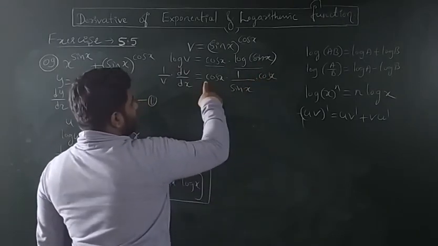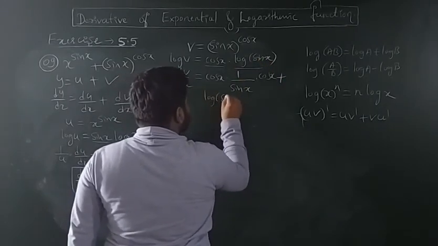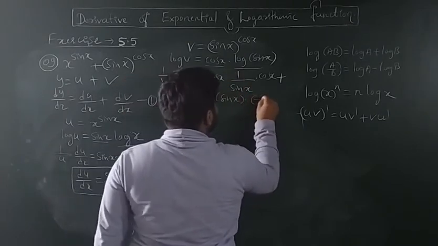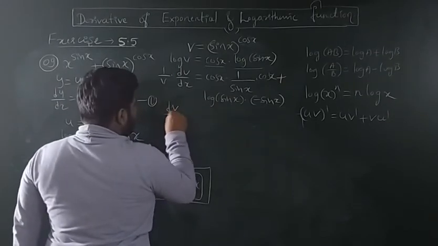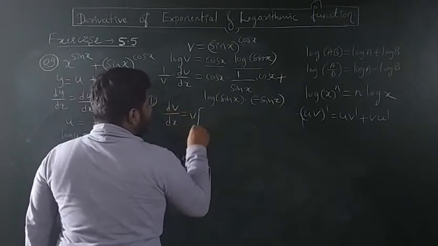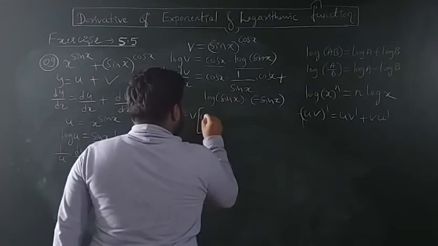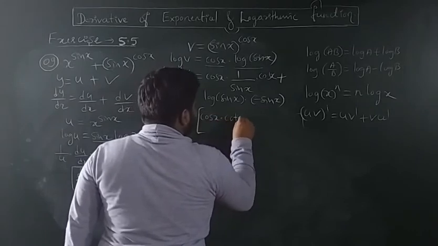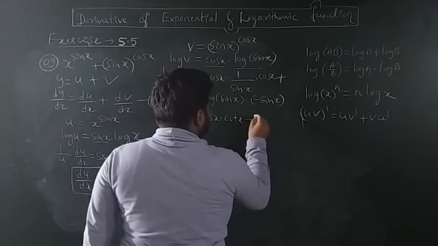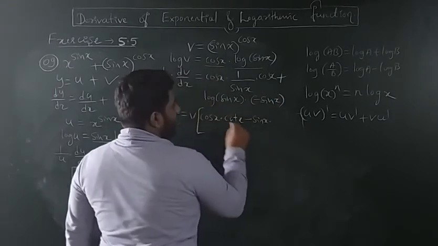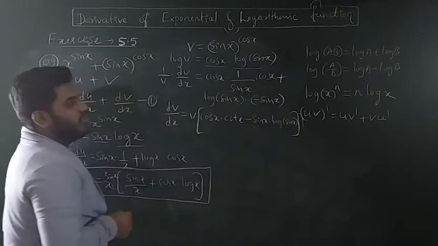So first function as it is, second function differentiated. Now plus second function as it is, log of sin x, into differentiation of cos x, which is minus sin x. Now we have to take v this side. So dv by dx equal to v into cos by sin. Cos by sin means cot x. Plus is there and minus: plus times minus is minus. So sin x into log of sin x.